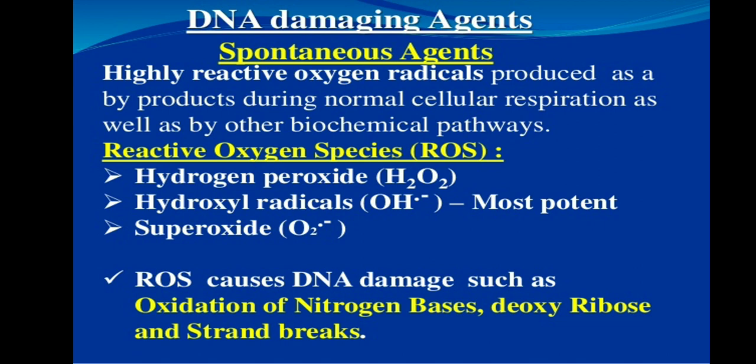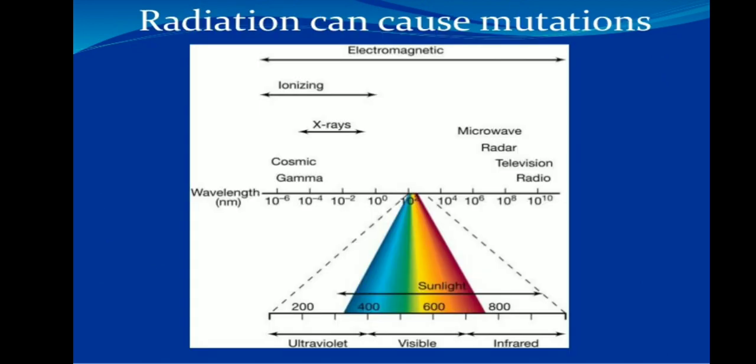Then the superoxide. These are the reactive oxygen species, which means this oxygen is highly unstable, and it may interact with the DNA and cause DNA damage. The reactive oxygen species cause DNA damage, such as the oxidation of nitrogen bases or deoxyribose, and strand breaks. So you can see the radiation can cause mutation.